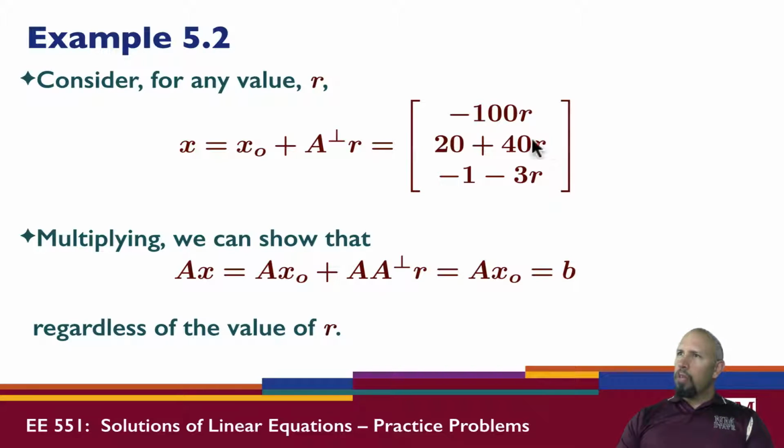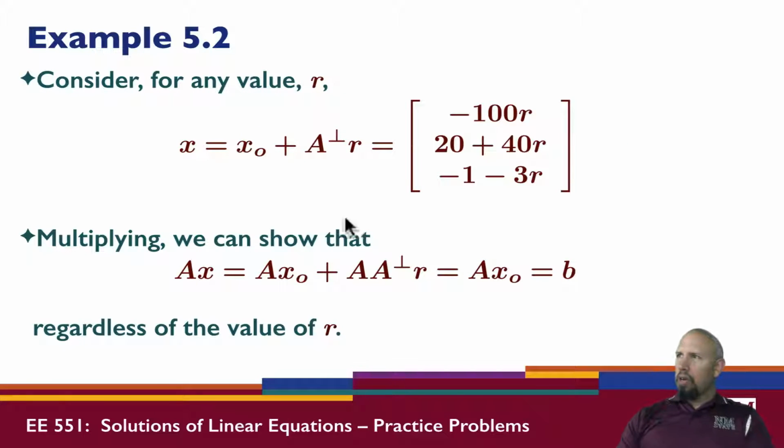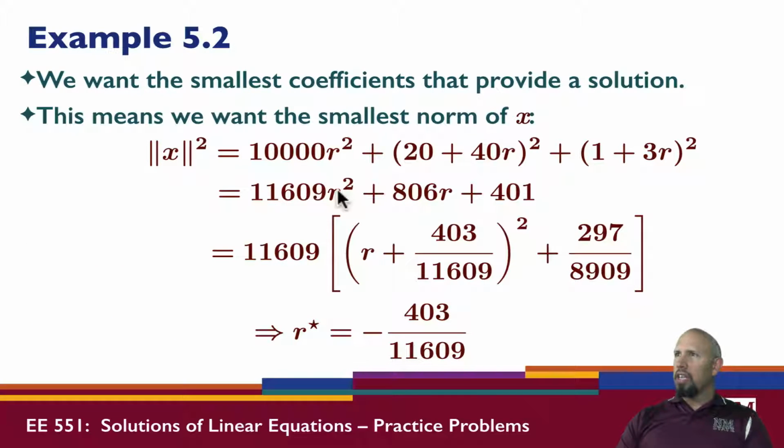Now we want the solution that gives the smallest x in norm. So we take the norm of x. So we have this expression. Here's x. We take the norm of that squared. That gives us this expression as a function of r. I simplify it, and I get this expression. I then perform completing the square with respect to r, and this is what happens when I complete the square.